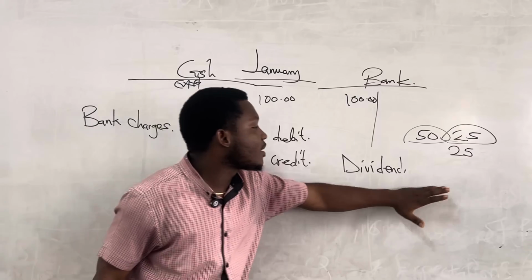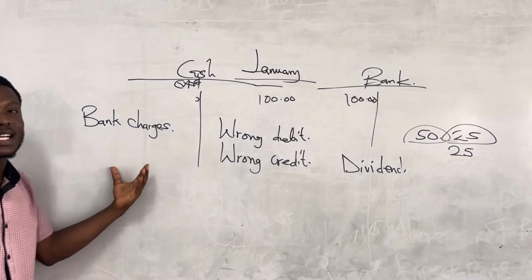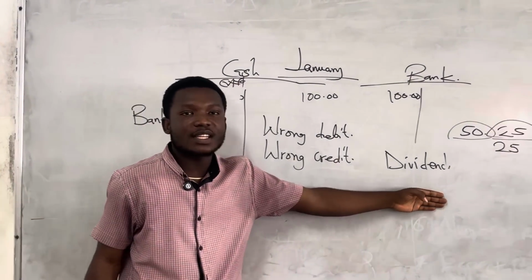They will credit your bank account, which means you have to debit your cash account, because you have received money from UPSA. So this is how dividend is all about.